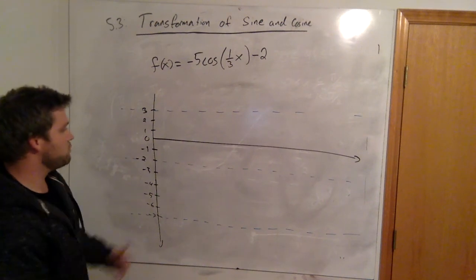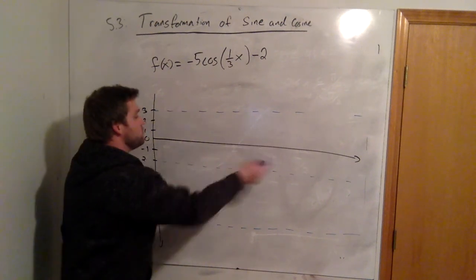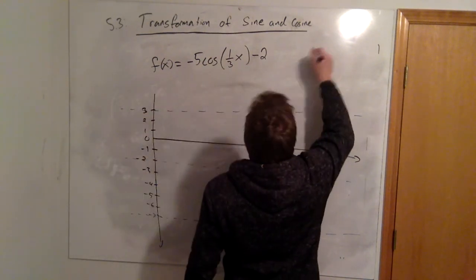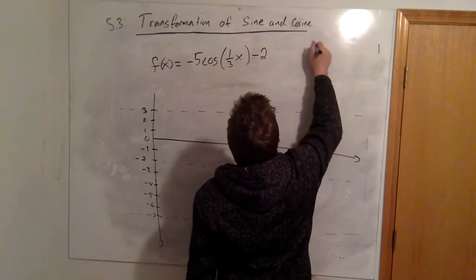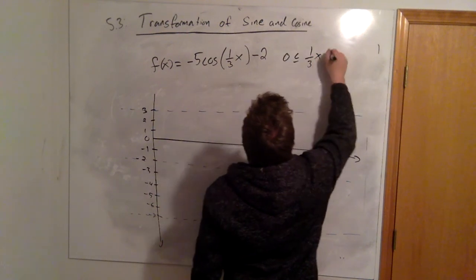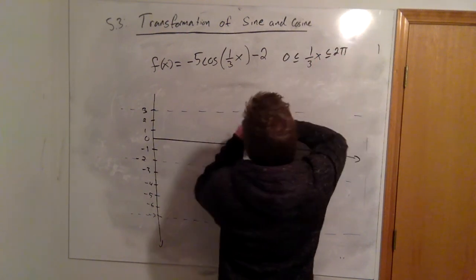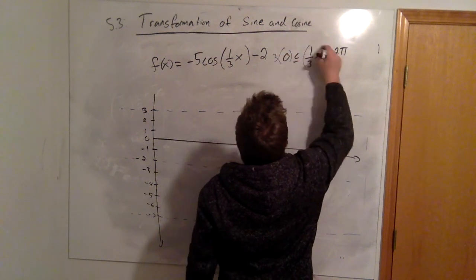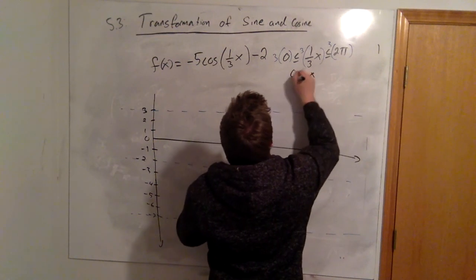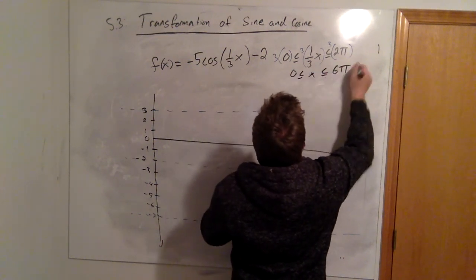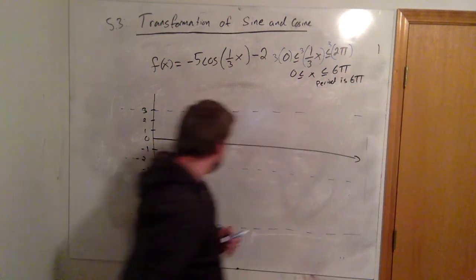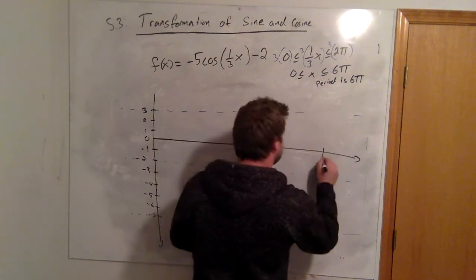Now I just have to figure out how it appropriately bounces. First, I need to label the x-axis appropriately, so I need to think about the period. You could do 2 pi divided by 1/3, or I like to think that I need the inside of the function to be between 0 and 2 pi. If I multiply everything by 3, I get that x is between 0 and 6 pi, so the period is 6 pi. Let's write 6 pi.